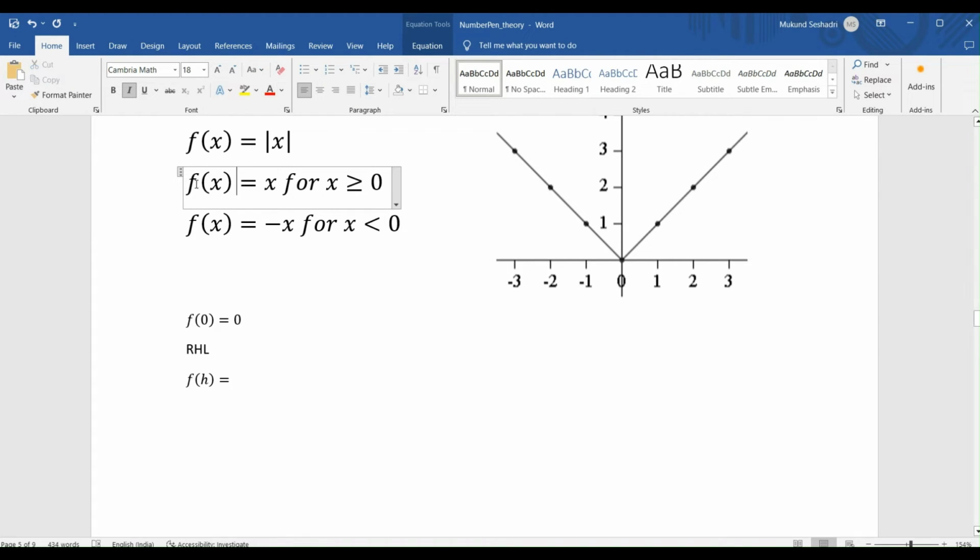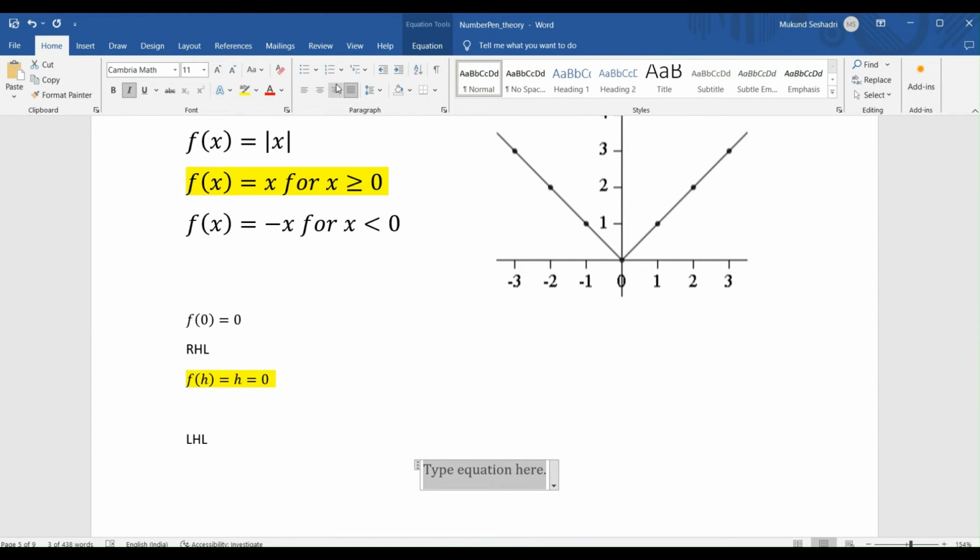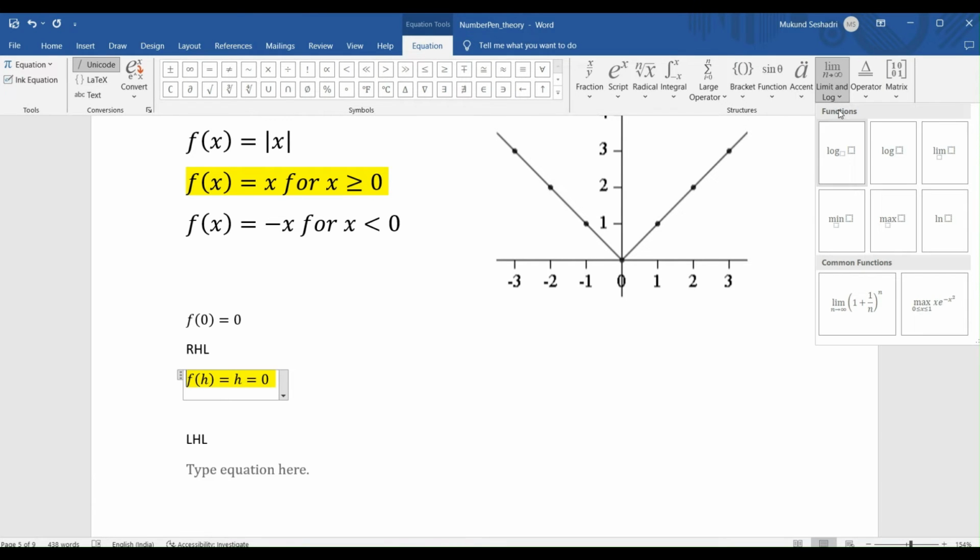I'm going to highlight this, right? And I'll probably use the same color down here for the ease of understanding, right? And I'm going to use the same color out here. F of h equals h, which is 0, right? And I'm going to come to my left hand limit. Again, a function. So let me write this using the limits terminology.